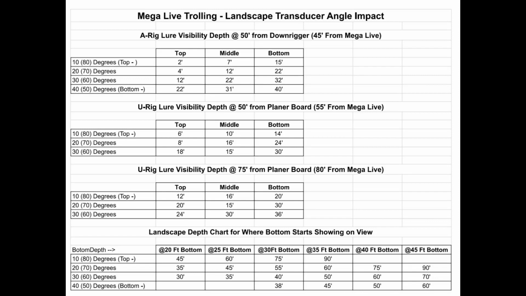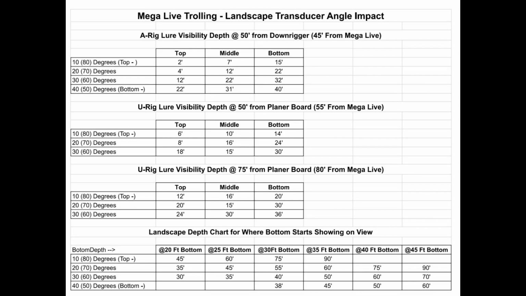The bottom may look a little complicated, but basically what that is designed to do is for me to see at what point does the bottom start overshadowing the fish and the lures. So when I'm trolling, if I'm trolling at 10 degrees, on a 20-foot bottom, 45 foot behind the Mega Live, the bottom starts. So if my lures are trailing 50 foot, I'm not really seeing the lures because the bottom overshadows it.